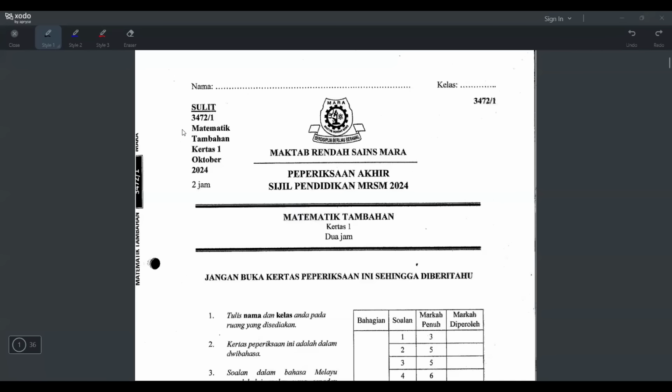Alright, in this video, I will discuss with you the Addmaths MRSM paper. Okay, so this is the Matematik Tambahan and is the MRSM paper. Okay, and this is the Kertas 1. Okay, alright, so let's start.